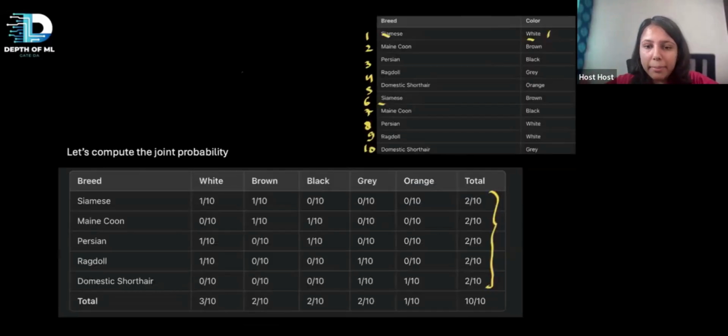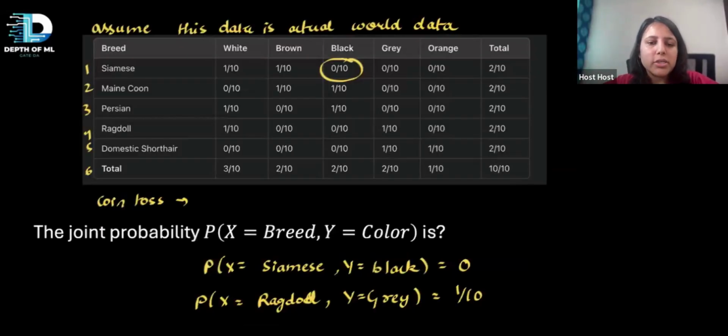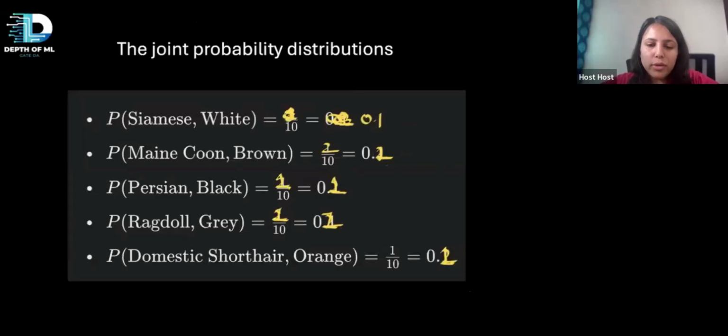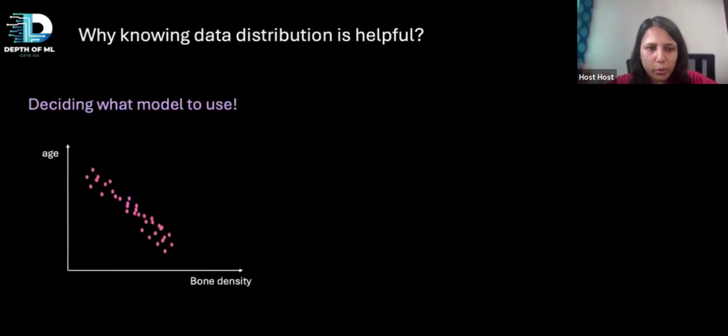And sometimes we model the data distributions. We try to understand how the data is, like what is rare, what is not rare, and things like that. Also, they're helpful in deciding what model to use.